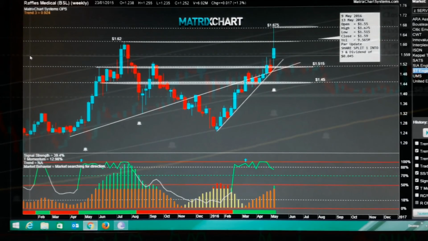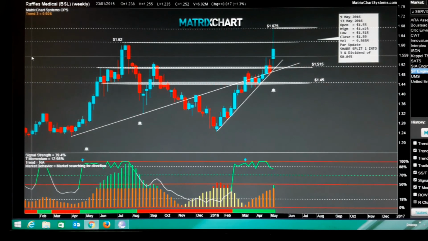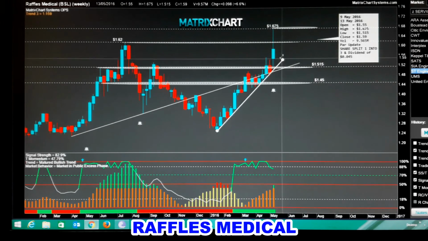Okay, this is the last counter. Raffles Medical, stock code BSL. You can see this week closing is an extremely bearish shooting star right here with a very long upper tier.